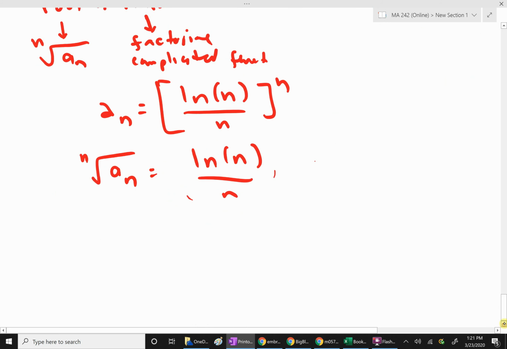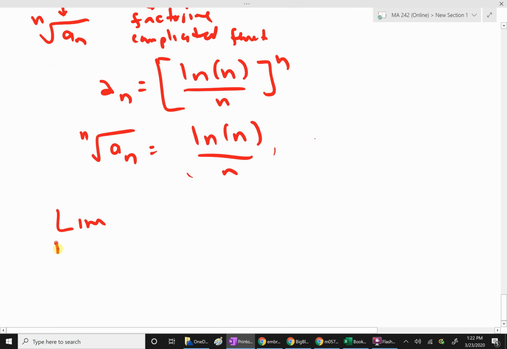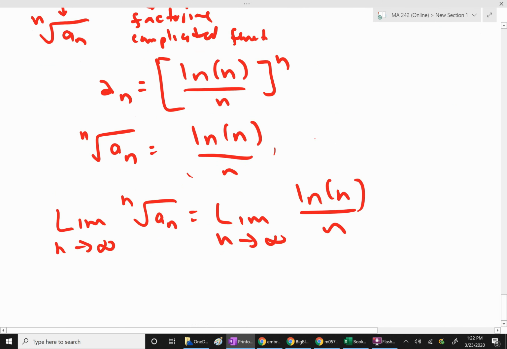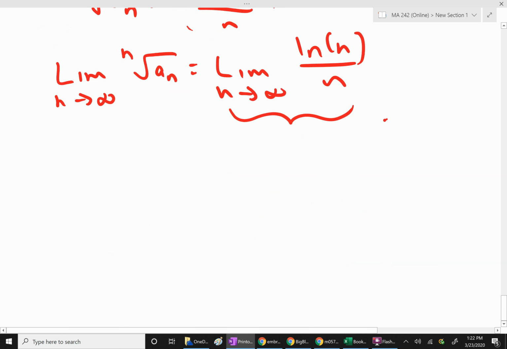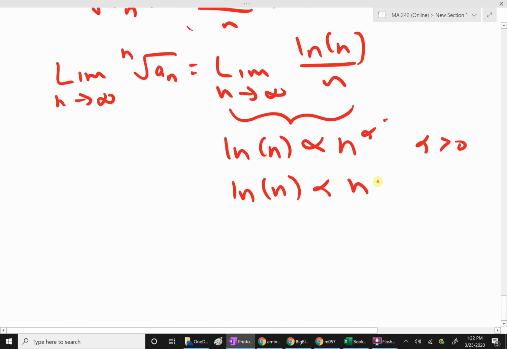So now if we actually try the root test, it's the limit as n goes to infinity of the nth root of a_n, which is equal to the limit as n goes to infinity of natural log of n over n. Can I evaluate this limit? Yes. This is where the asymptotically less than comes in. I know that the natural log of n is asymptotically less than n to the alpha for any alpha greater than 0. Therefore, for alpha equal to 1, natural log of n is asymptotically less than n.